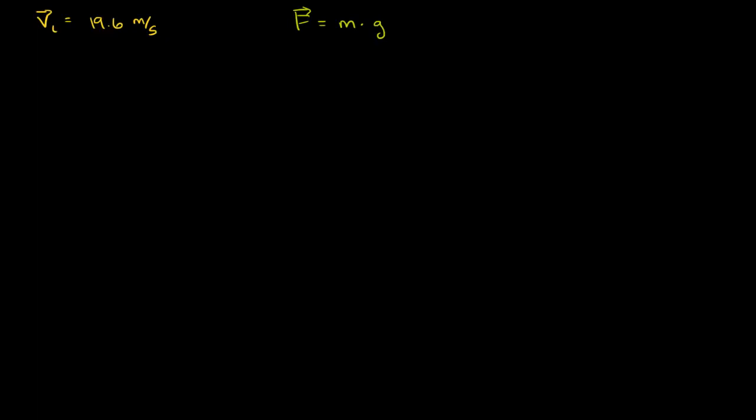Now, if you want the acceleration on Earth, you just divide force by mass, right? Because we have force is equal to mass times acceleration. If you want acceleration, divide both sides by mass, so you get force over mass. Let me divide both sides of this by mass. On the left-hand side you get acceleration, and on the right-hand side, right over here, you get the same quantity g.